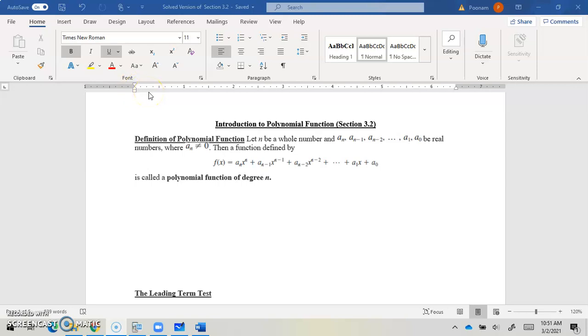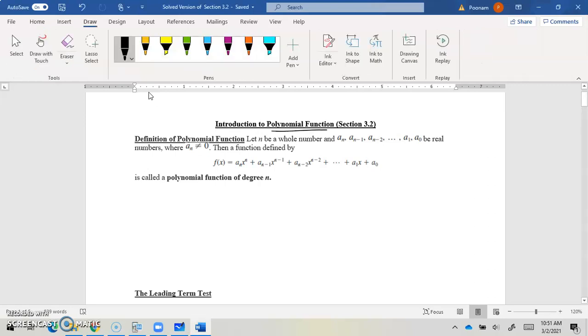Hello, we are starting with section 3.2 today. In this, we are going to learn about polynomial functions. What is the definition of a polynomial function?